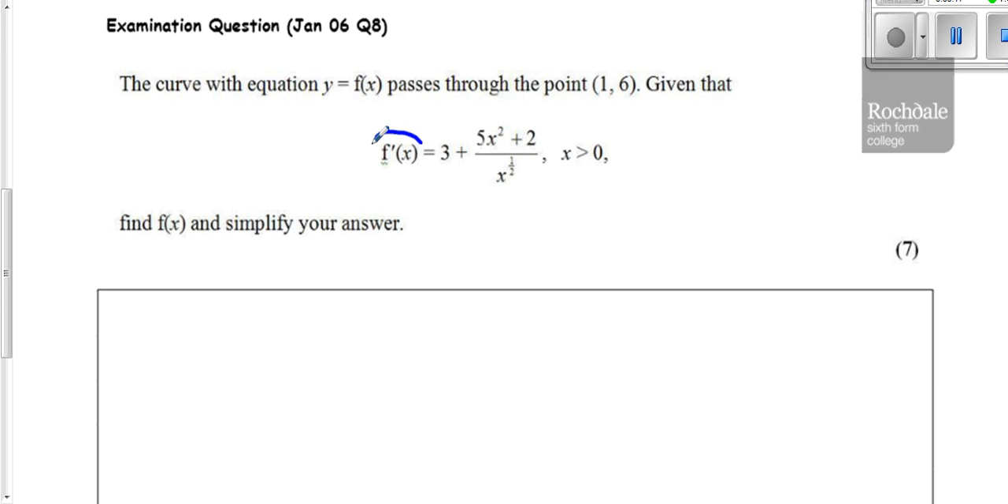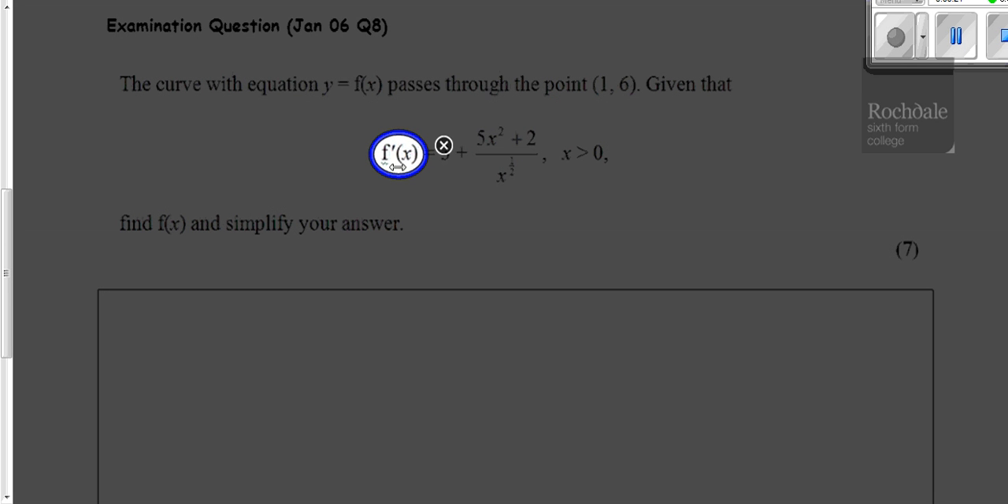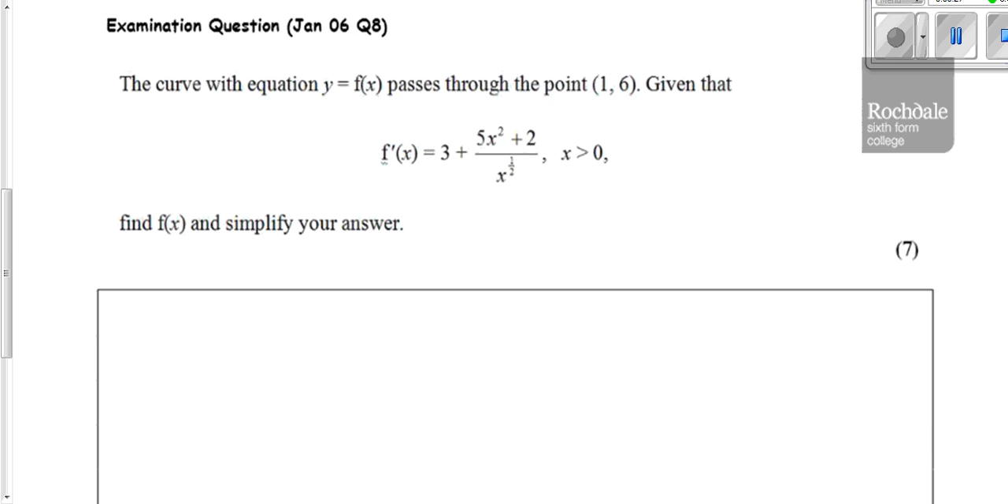And then this again, when you did differentiation in C1, we're just using the f dash notation. That's just instead of using the dy by dx notation, but the question is exactly the same and it expects us to do the same things. So the first thing that we need to do is simplify this here.